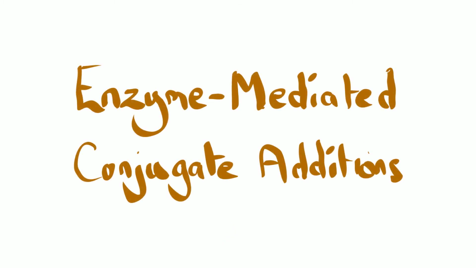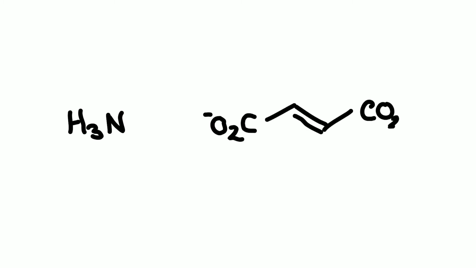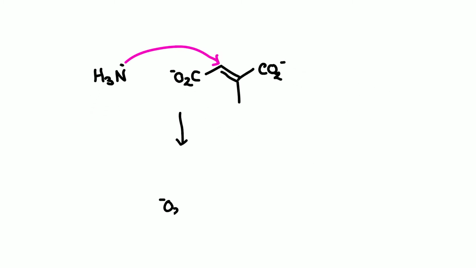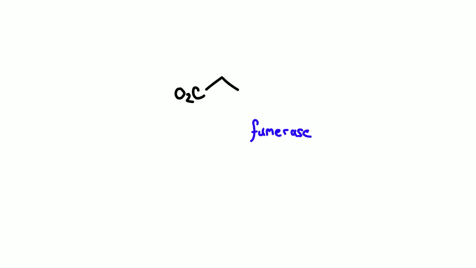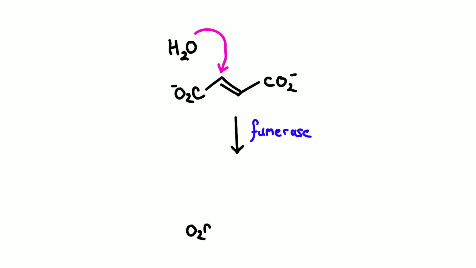Enzymes can direct conjugate additions, like that of ammonia to this alkene, to give a beta-methyl aspartic acid derivative. Fumarase directs 1,4 conjugate addition of water to fumaric acid to give the hydroxy diacid shown.